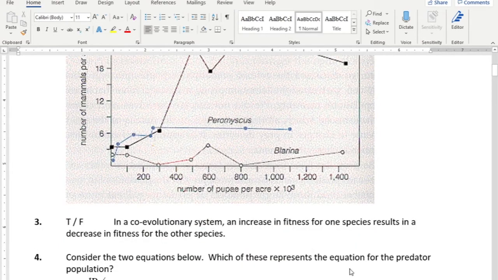Question number three. In a coevolutionary system, an increase in fitness for one species results in a decrease in fitness for the other species. That is true. Think about coyotes and bunnies. As bunnies run faster, their fitness increases because they escape predation by the coyotes. But as they run faster and escape predation, the coyotes are now at a disadvantage. So their fitness decreases, at least temporarily. So question three is true.